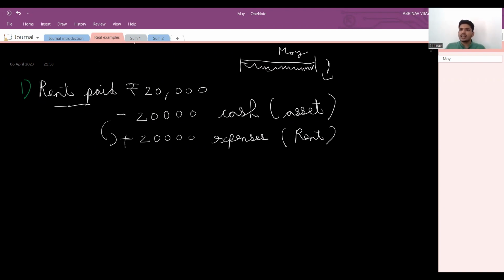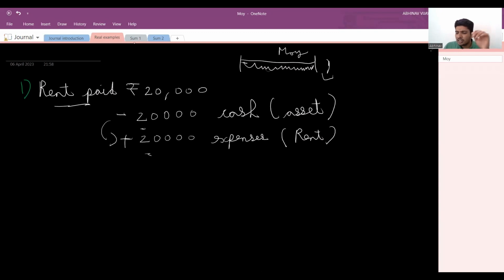Now, see if the criteria for double entry is getting satisfied. The net impact is minus 20,000 cash at the end of the month. What is the reason for the impact? Expenses for rent paid. That is the reason. Now, double entry system, another condition: both sides should be equal. This side is equal to this side. Correct?